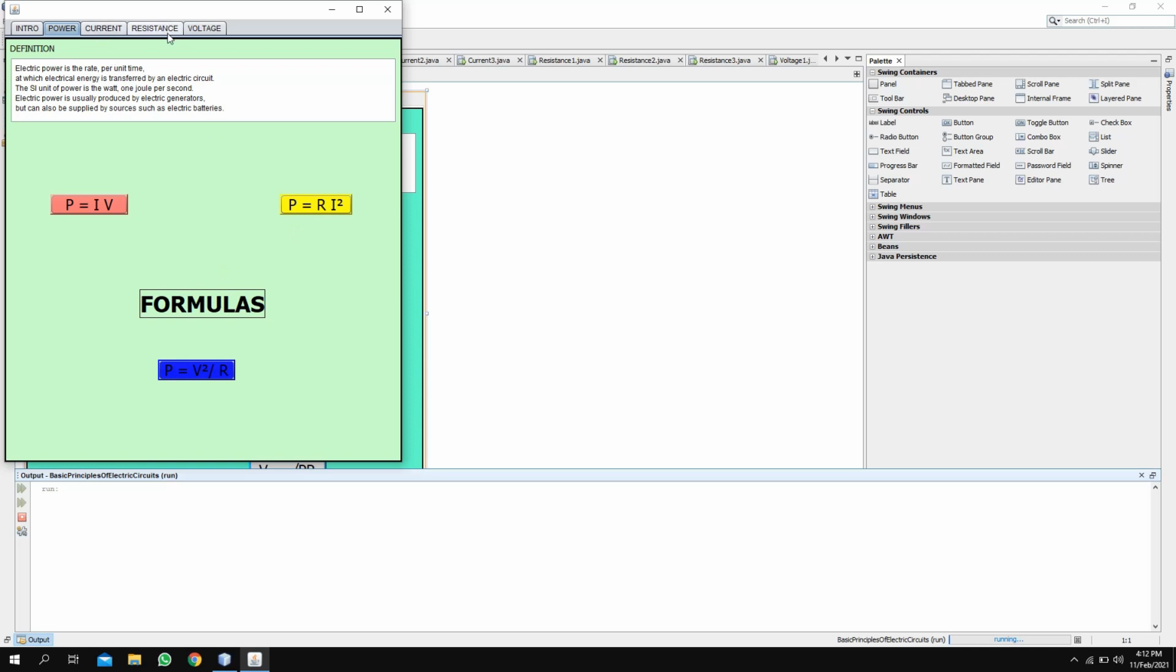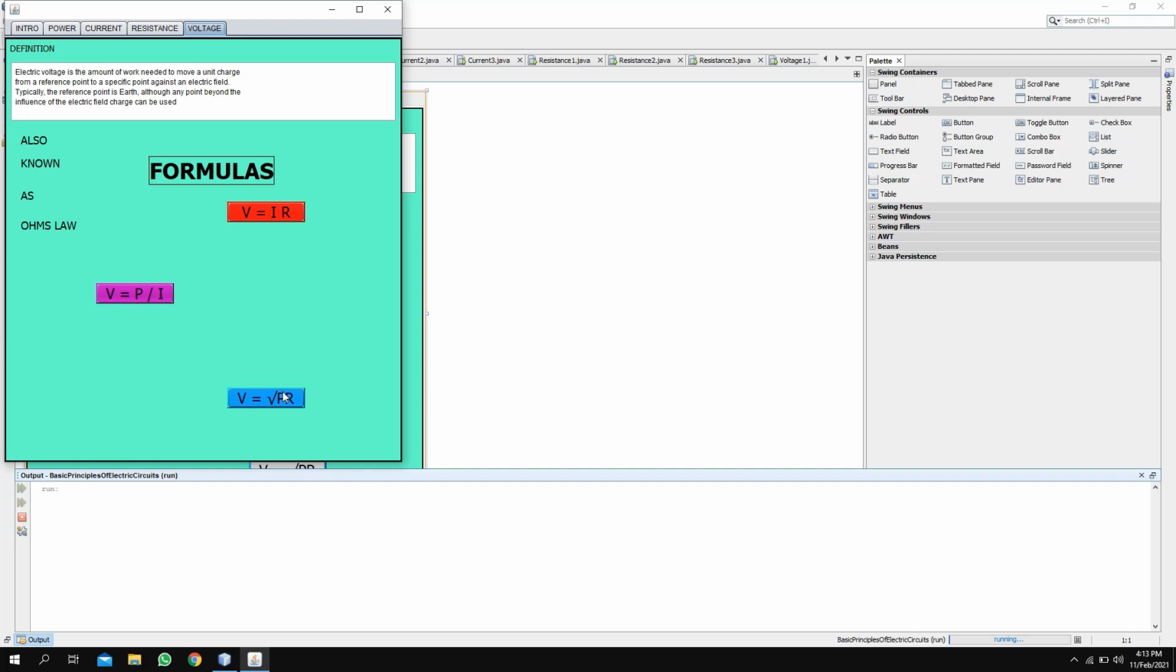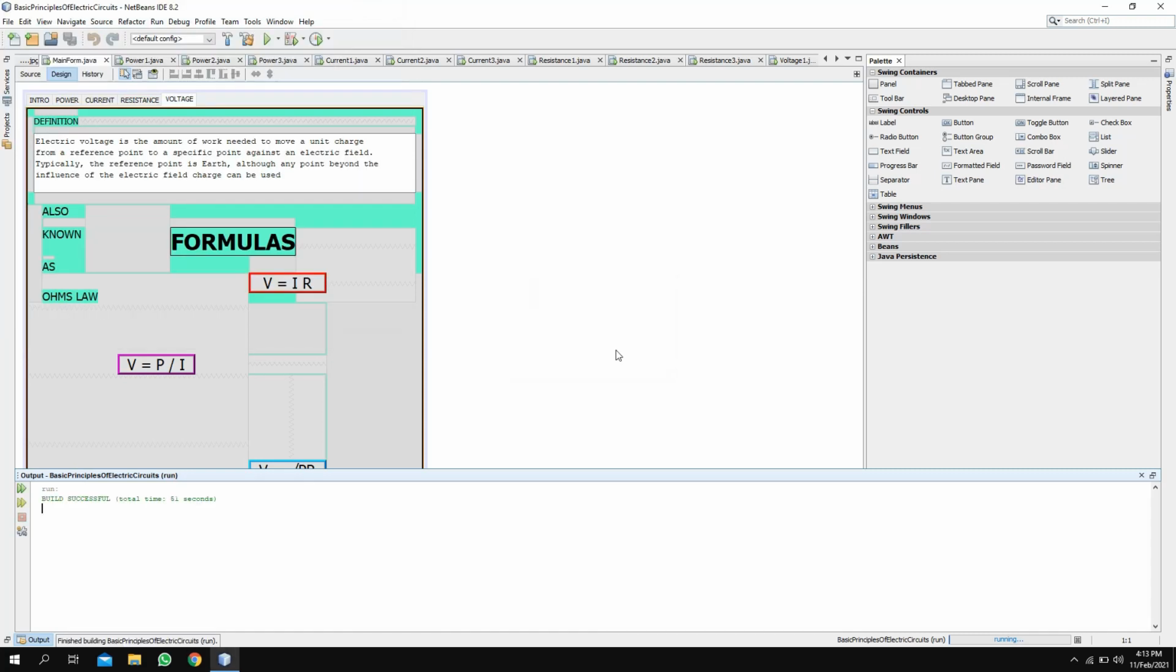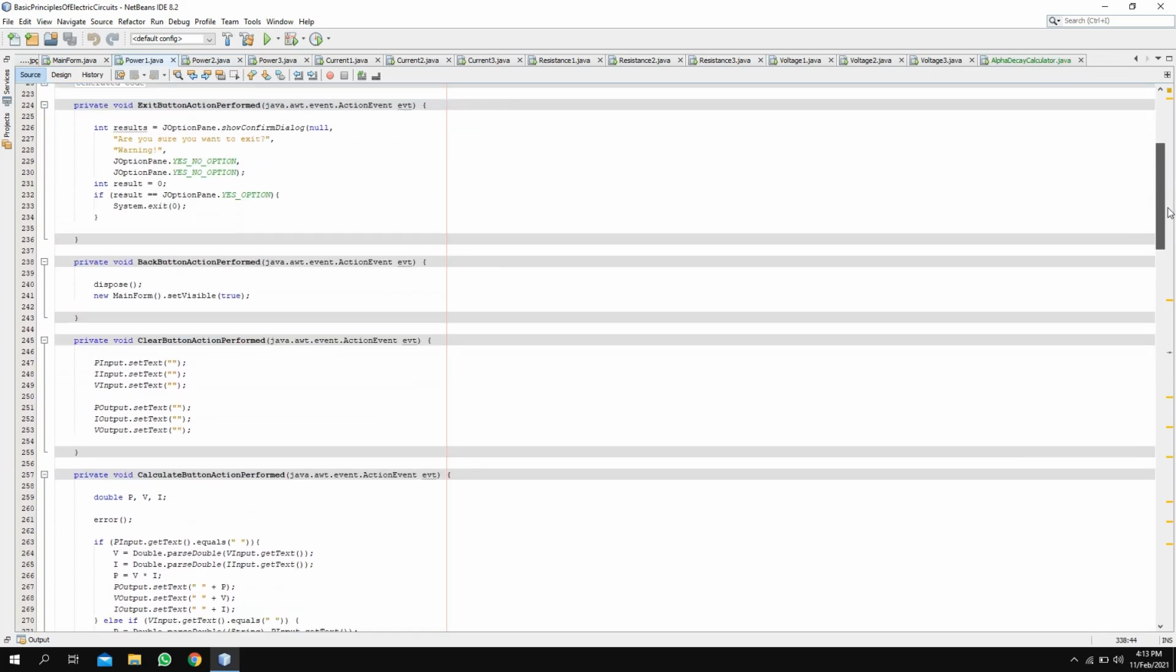Okay, so let's try the other, such as this one, V equals square root of PR. This is also the same, where you input the value here and you will get the results here. If you click the exit button, it will give you this warning box. Yes. Okay, so for example, I click the power one. So this is the power formula.